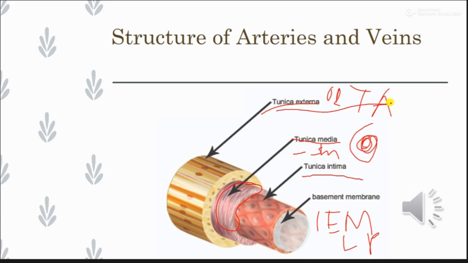It is composed of connective tissue. It varies from dense to loose connective tissue, so it merges with the connective tissue surrounding the blood vessels. This is the outermost layer. So let's go now to your arteries.